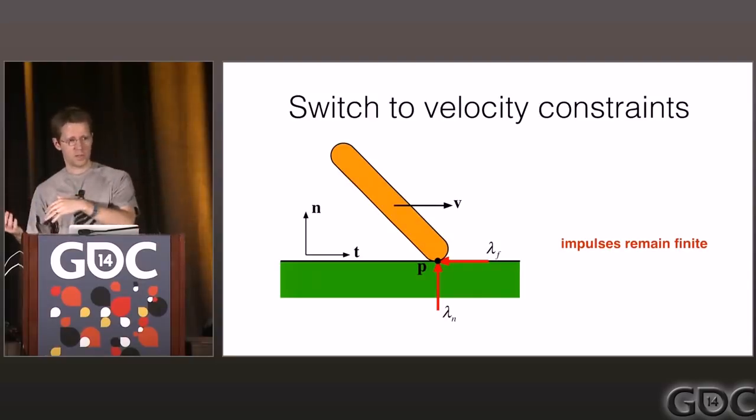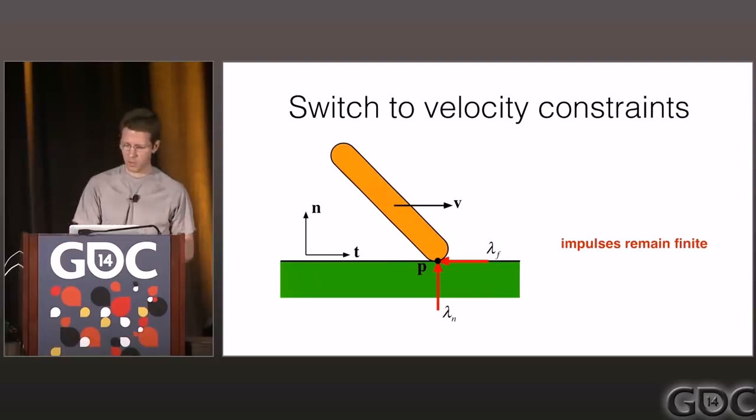If we go over to what we know, velocity constraints, it's no problem. That rod is digging in. We can apply a friction impulse to bring that contact point to zero velocity instantly, and then the rod will tip over. So it's no problem with velocity constraints. So the impulses remain finite.